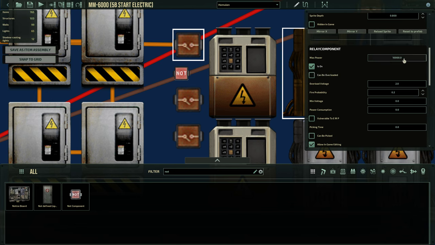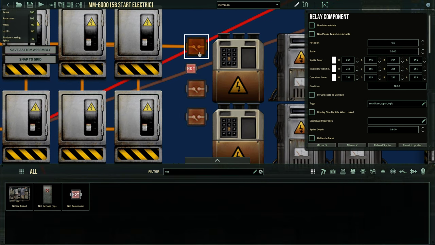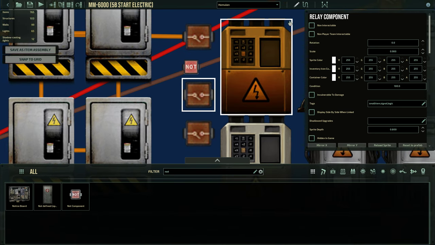This is a 10,000 kilowatt max power instead of the typical 1,000. And this is set to on, and I turned on the scale. I just bumped it to 0.9, and then I copied it to this relay.